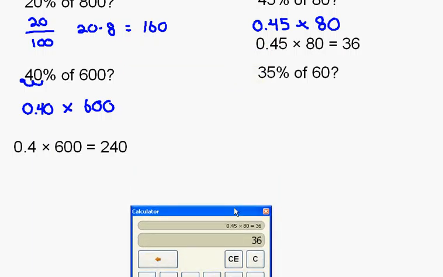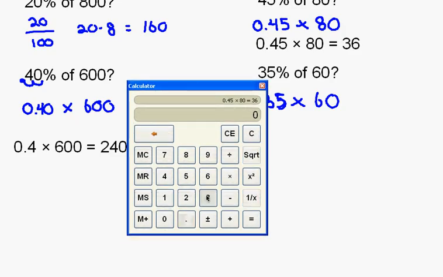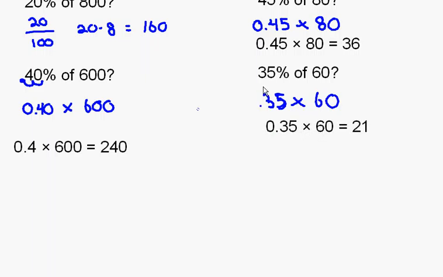Okay. And on this one, I'll take 0.35 times 60, and there's my answer. So that's a quick reminder about how to calculate percents. You'll need that today when you work on some other things regarding circle graphs.